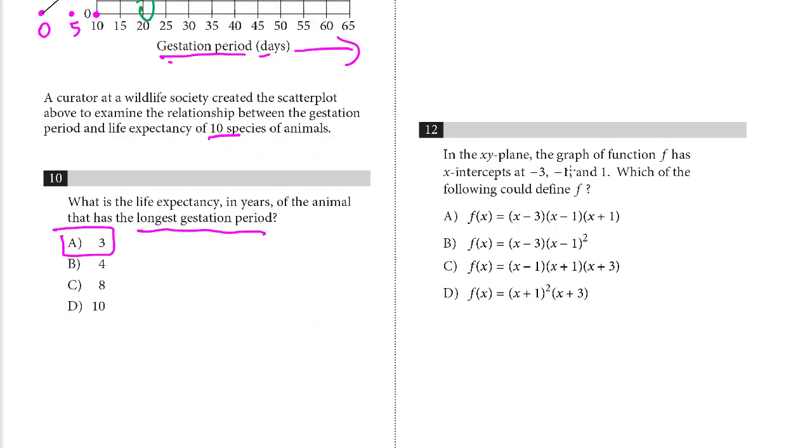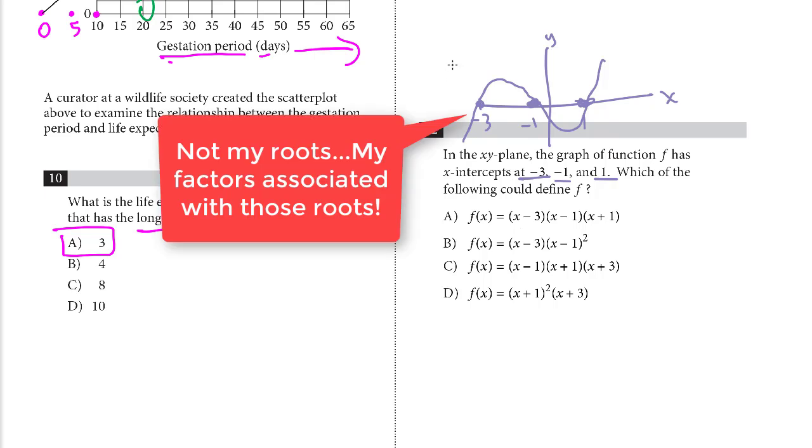12. In the xy plane, the graph of function f has x-intercepts at -3, -1, and 1. So that might look something like this on an xy coordinate system. -3, -1, and 1. And maybe my graph looks like this. Who knows exactly? It should pass through those points, which means my roots for these would be x plus 3.